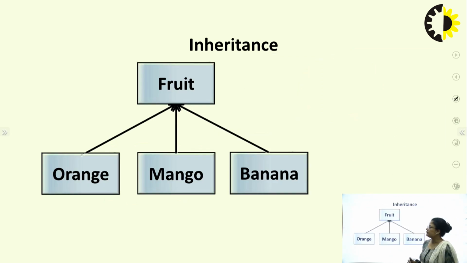We have another example. Let us say we have a class called fruit, which has some features signifying the properties of a fruit. So we have new classes orange, mango, and banana. We call them derived classes or child classes, and they inherit from the base class fruit. How does it happen? We'll take it syntactically. The syntax of the grammar we'll take in later slides.